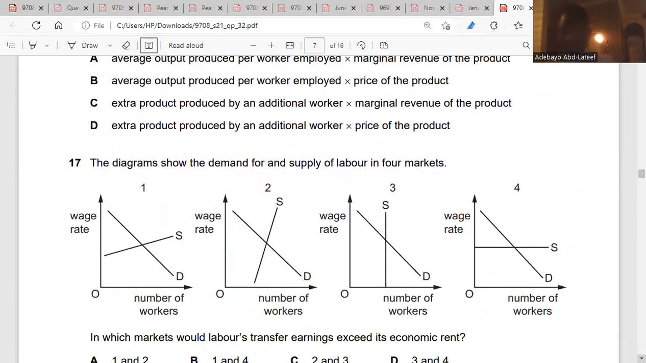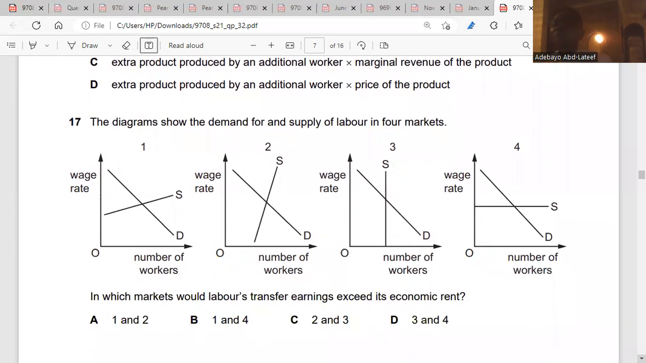Here, 17. It said the diagram shows the demand for and supply of labor in 4 markets. In which market would labor transfer earnings exceed its economic rent? Transfer earnings means the level of income that an individual will be willing to get to supply his labor. That means with this amount of money, I will be willing to work. That is transfer earnings. Economic rent is the extra money you make from the effort you put in. Do you understand?